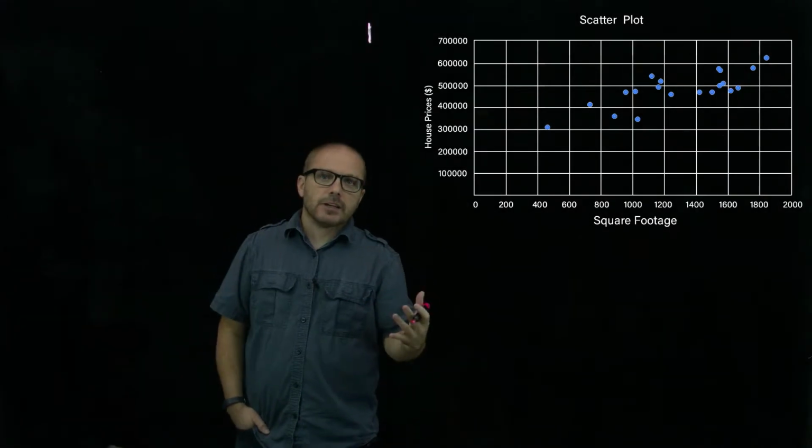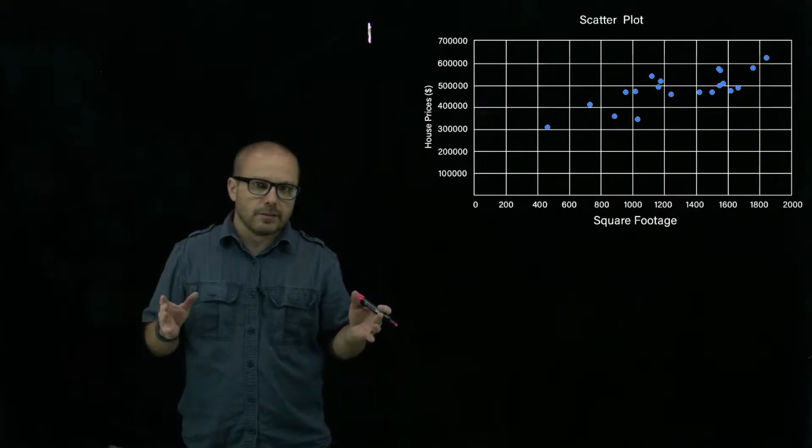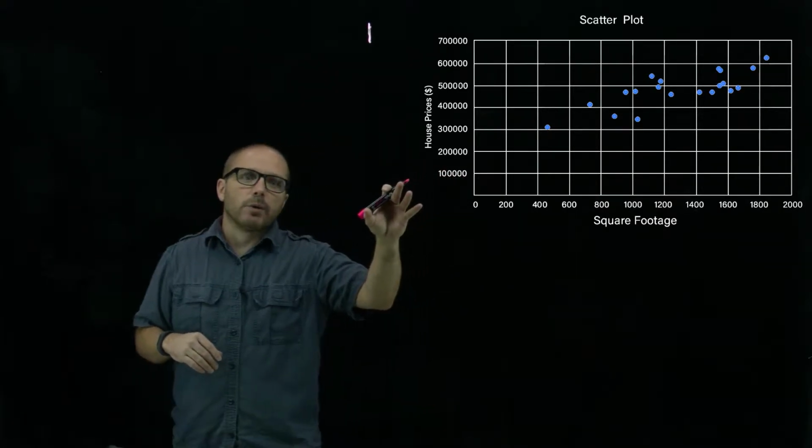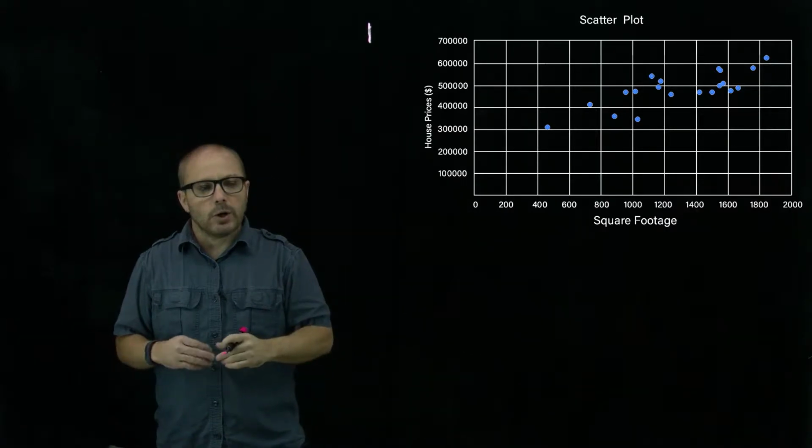So we've been looking at this idea of looking for a correlation between two quantitative variables. And this is one example. We were looking at this square footage versus house price info.